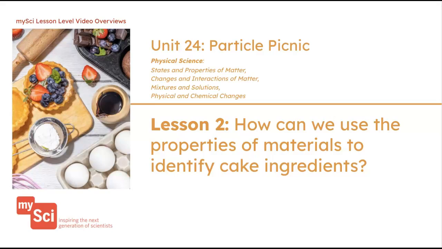In this lesson, students will work to answer the question, how can we use the properties of materials to identify cake ingredients? In this lesson, students conduct investigations using changes in matter to identify unknown substances. Students figure out that ingredients can be identified by their physical and chemical properties. Students make connections to the storyline by identifying ingredients used in baking based on their physical and chemical properties.